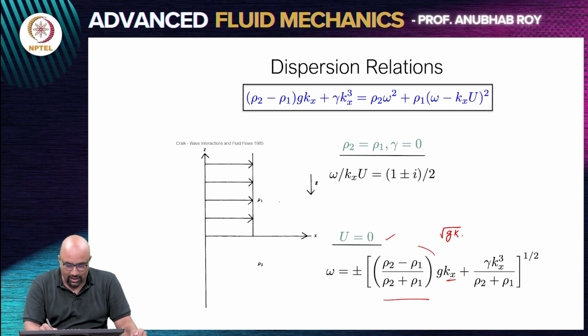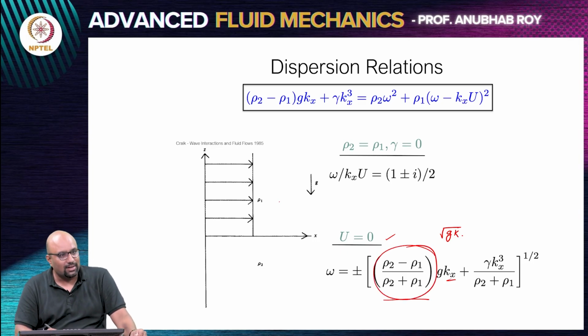And I told you without any detail that there is a coefficient which is the density contrast. If it is air sitting on top of water, then (rho 2 minus rho 1) by (rho 2 plus rho 1) is a positive number. It's close to 1, but more importantly it is positive. But if it is the other way around, which means water over air, then rho 2 minus rho 1 is negative, which is why omega becomes imaginary, and it is the Rayleigh-Taylor instability that we saw earlier.